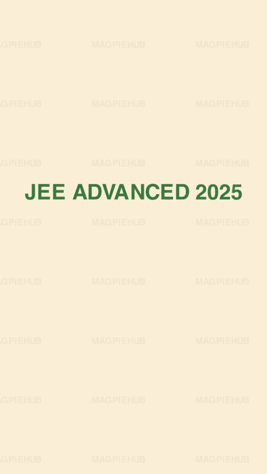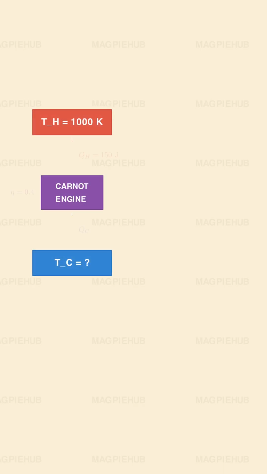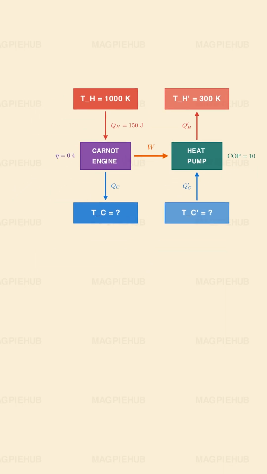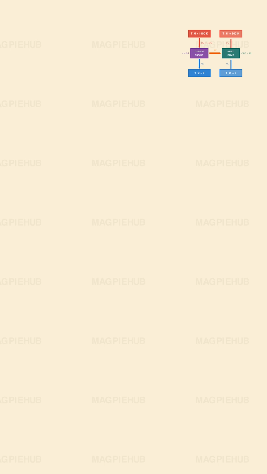JEE Advanced 2025, Paper 2, Physics, Question 8. Let us first visualize the system. We have a Carnot engine connected to a heat pump. The Carnot engine operates between a hot reservoir at 1000 Kelvin and a cold reservoir. It extracts 150 joules of heat per cycle. The work output from this engine drives a heat pump with a coefficient of performance of 10, whose hot reservoir is at 300 Kelvin. Let me keep this diagram as reference while we solve the problem.